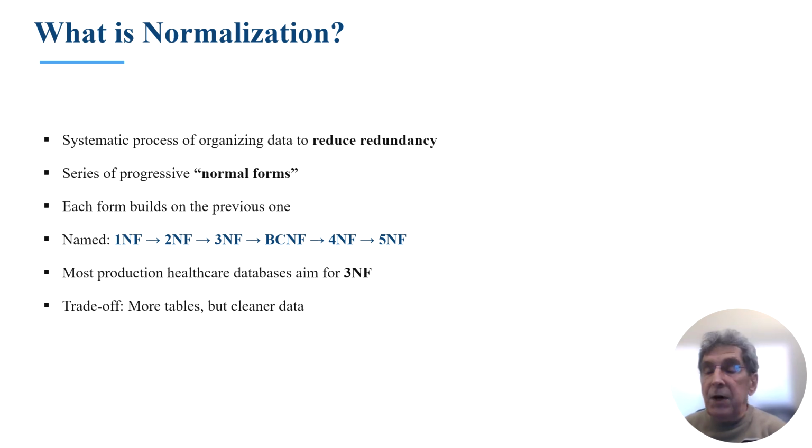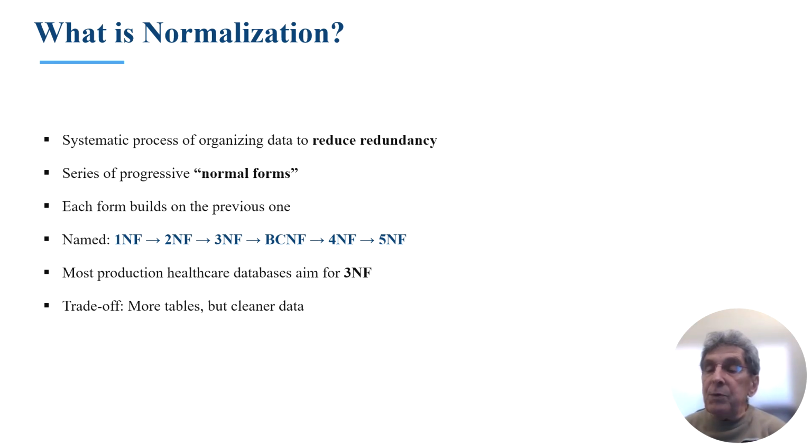Let's formally define normalization. Normalization is the process of organizing data in a database to reduce redundancy and improve data integrity. The key word here is systematic. This isn't art, it's engineering. There are specific rules to follow. The process is organized into a series of normal forms. Each normal form has a name and a set of requirements. The main ones you'll encounter are first normal form, second normal form, third normal form, and Boyce-Codd normal form, BCNF.